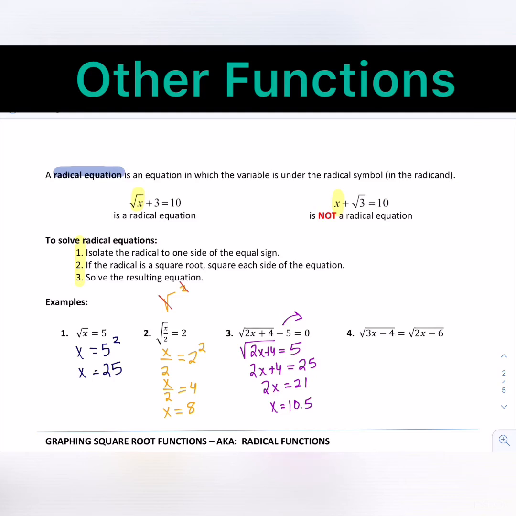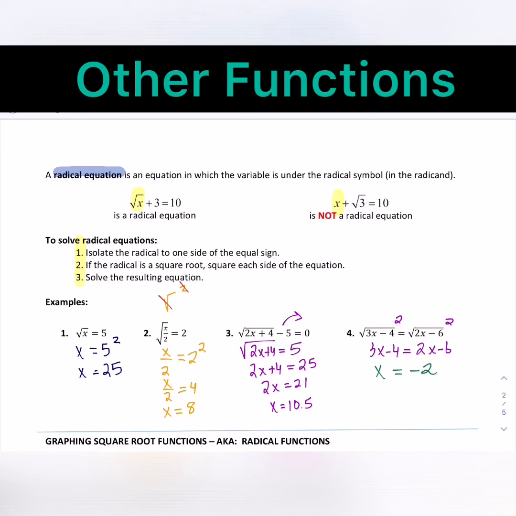And lastly, what we notice that's a little different is we have to square both sides because there are radicals on both sides. Well, this actually turns out to be a very easy question, because the square roots and squares cancel each other out. We're going to then just simply move the 2x over, move that negative 4 over, and we are going to get x equals negative 2.